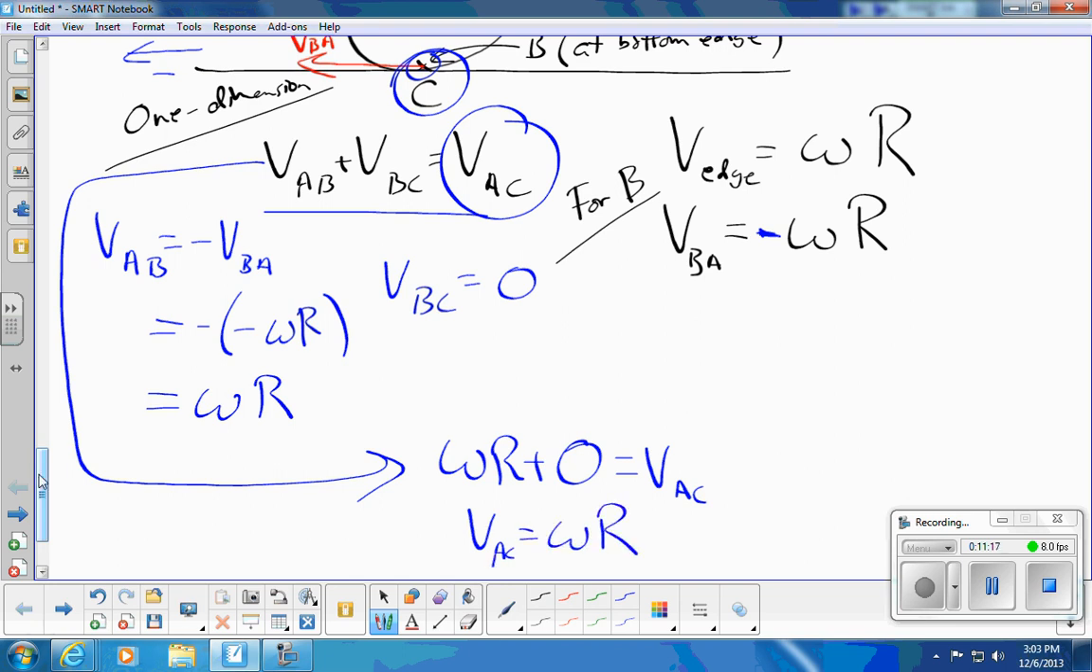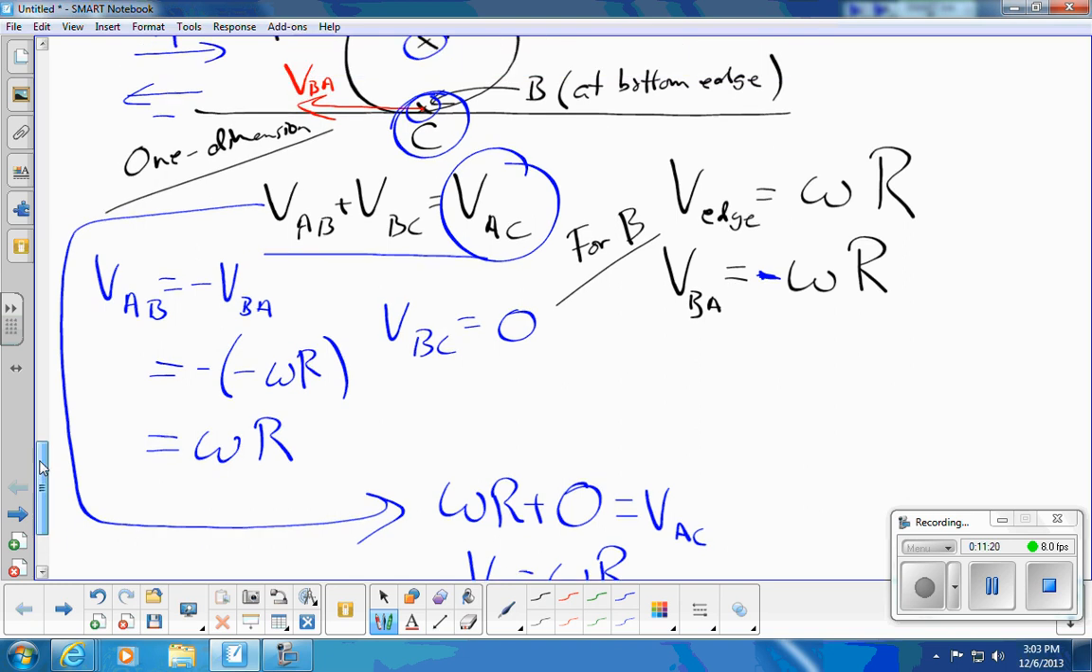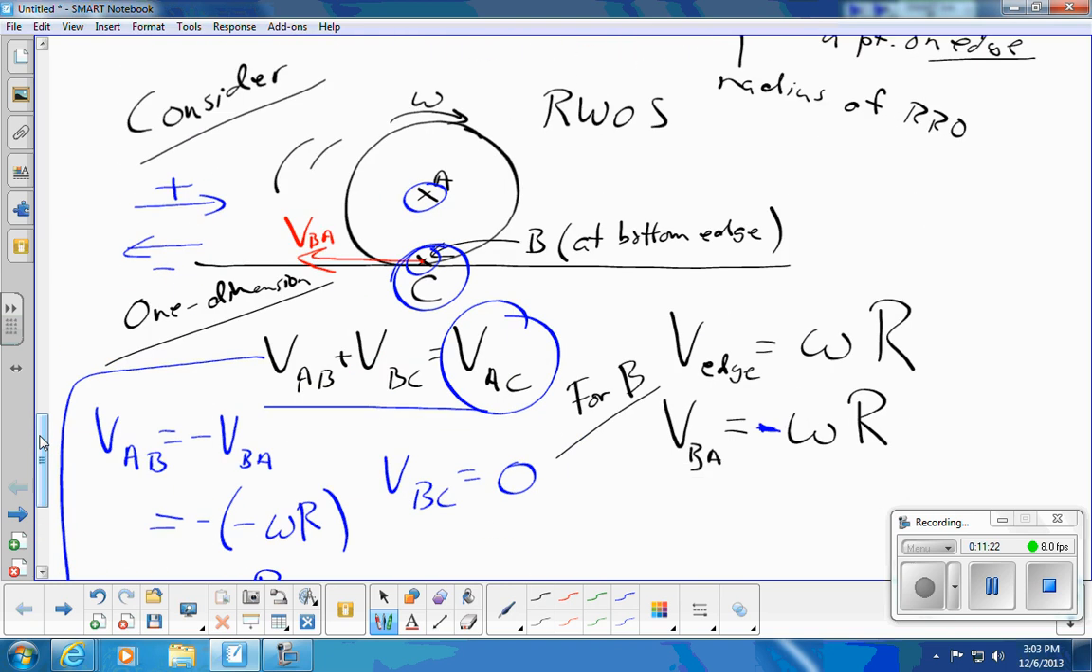What is VAC? Why do we do this, by the way? Well, VAC is the velocity of A, which is the center of mass, assuming this to be a symmetrical round rotating thing, which it always will be. VAC is the velocity of the center of mass of this round thing relative to the ground. And what we're seeing here is that this value, VAC, is magnitude omega R to the right in our reference frame.